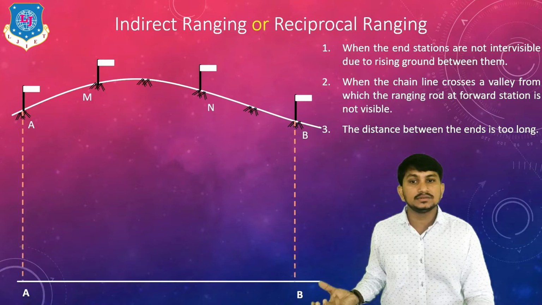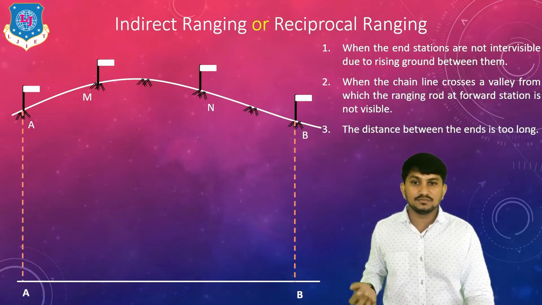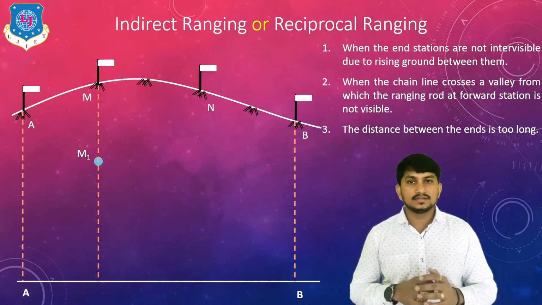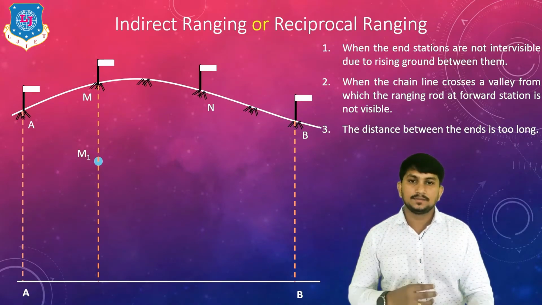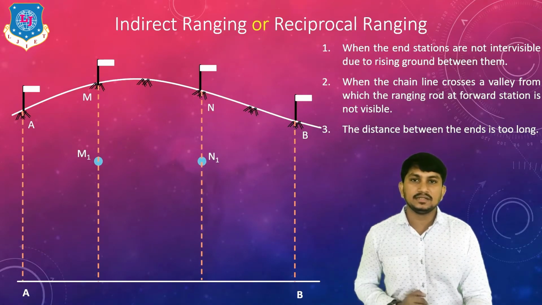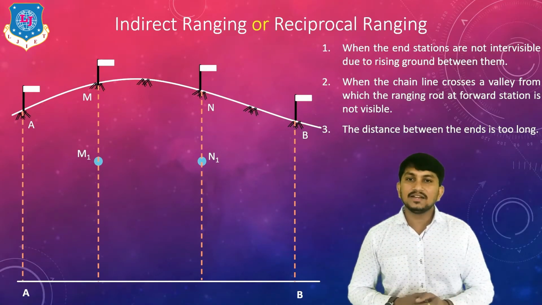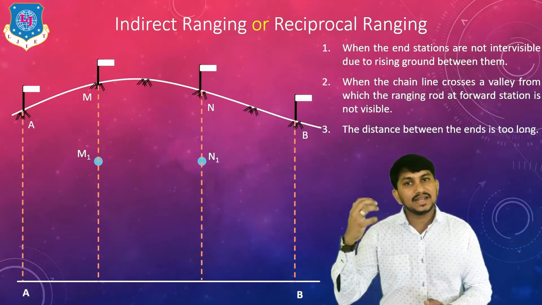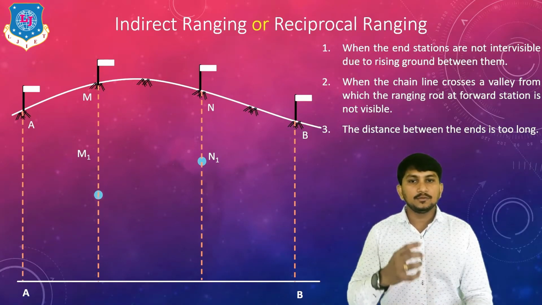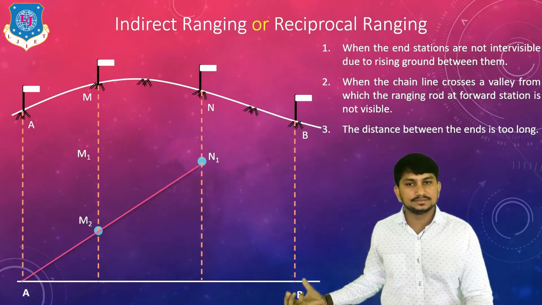Here, you can see on the plan, we extend these lines to create the plan. This is station A and station B. First, we have to send two persons with ranging rods at some distance from this line AB, like this. Here, M1 and N1 are two persons standing with ranging rods. First, the person standing at N1 guides the person standing at M1 to go straight on this slope so that N1, new point M2 and station A will be in one line like this.